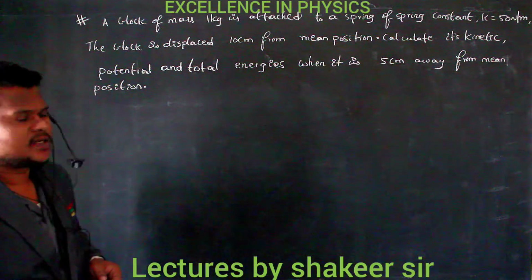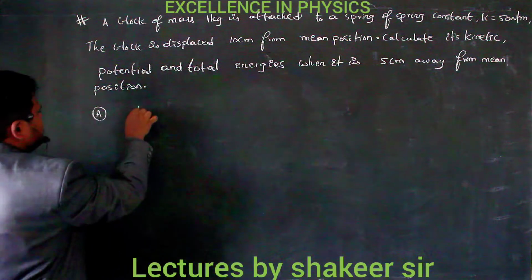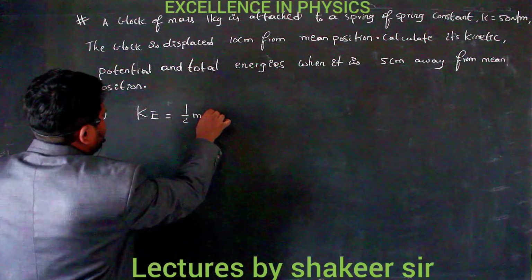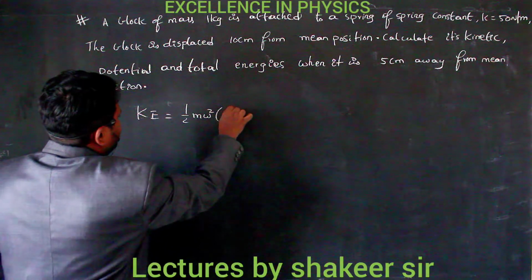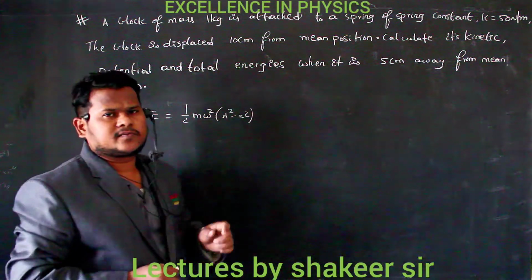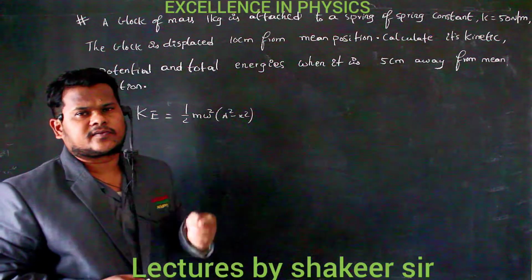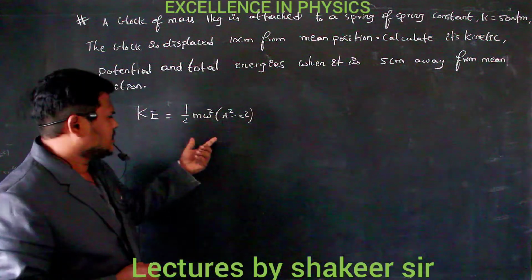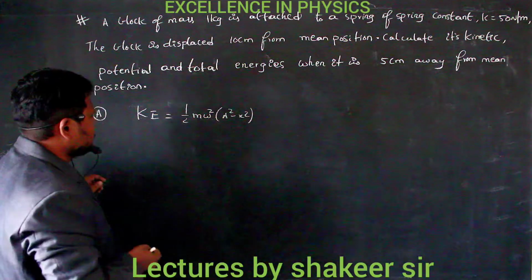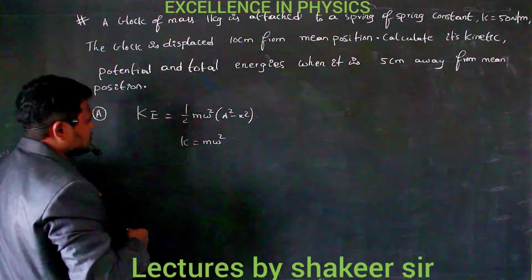the mean position. Clear? So first of all, let us see how we can calculate kinetic energy. Kinetic energy is half m omega square into a square minus x square. So this is one equation of kinetic energy in terms of displacement. We have written one more equation of kinetic energy also, in terms of time, instant of time. But this is the equation in terms of displacement from the mean position. Clear? Then what is this m omega square? K is nothing but m omega square.